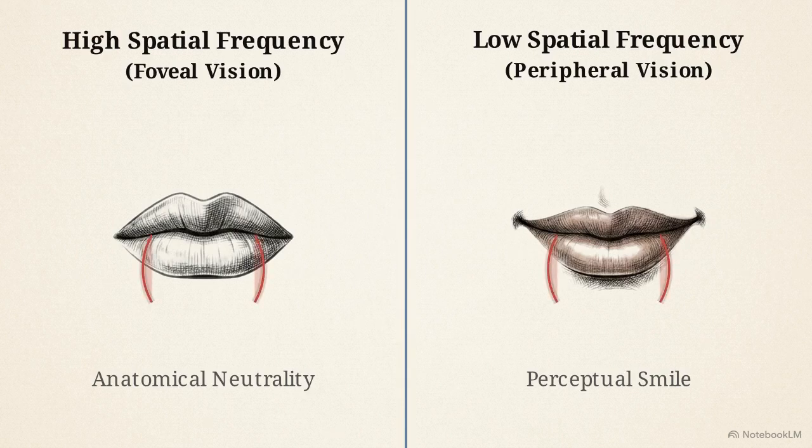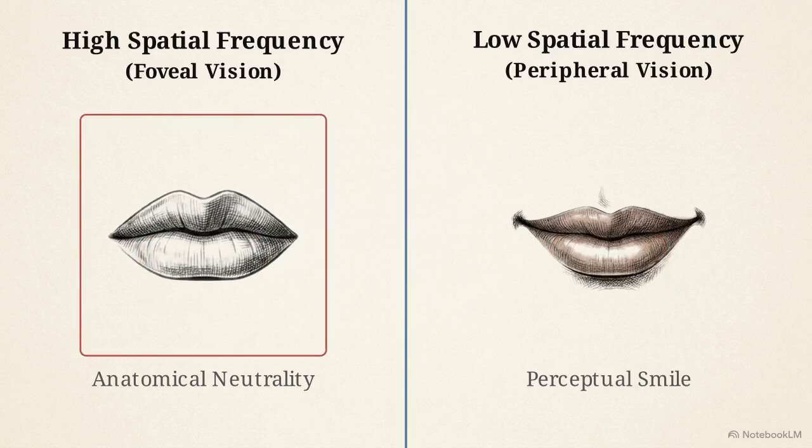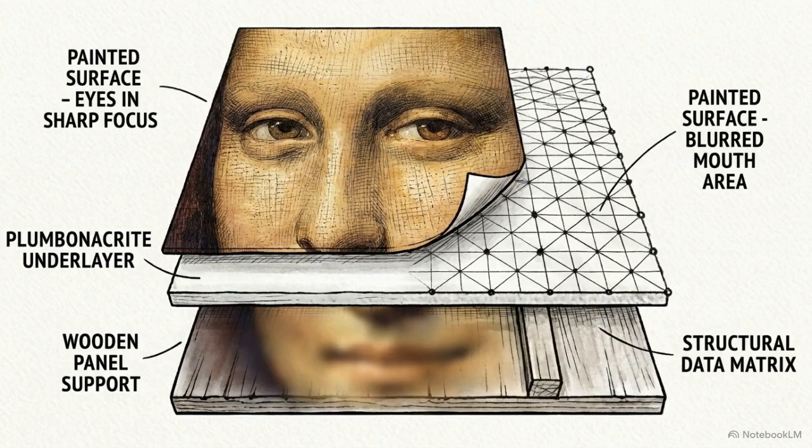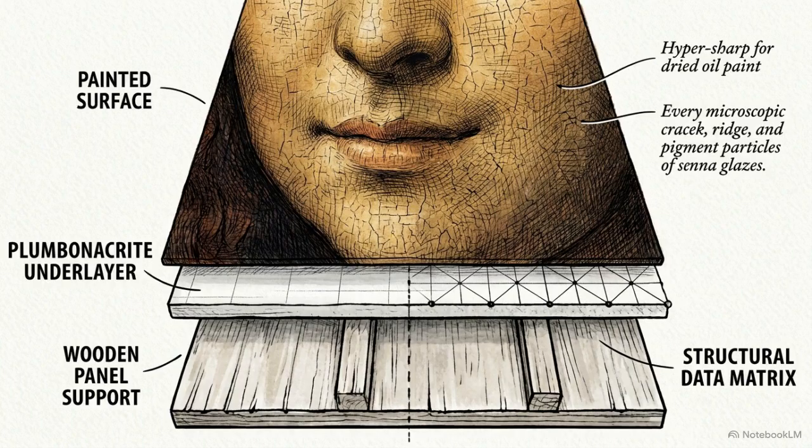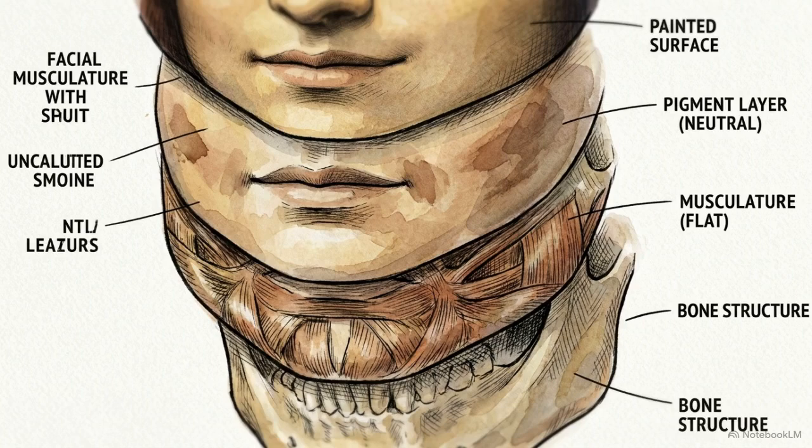The sfumato around the mouth is engineered to fall within this low spatial frequency range. It lacks the sharp boundaries foveal vision requires to resolve a static shape. When a human viewer gazes directly at the eyes, their peripheral vision picks up the soft shadows of the mouth, which appear to curve upward into a smile. Looking directly at the mouth engages foveal vision, which resolves the neutral structural details and erases the expression.